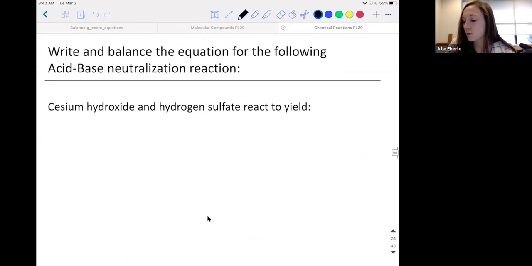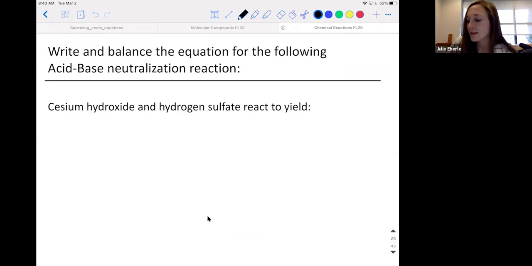All right, one more practice problem, and then we've got to move on to redox reactions. Write and balance the equation for the following acid-base neutralization reaction. So sometimes we just call them acid-base reactions, but the full term is acid-base neutralization. Why is it called neutralization? Well, water is a neutral compound, okay? Neutral, pH 7. I know we haven't talked about the pH scale yet, but they form things that are neutral in pH. So that's why we say acid-base neutralization.